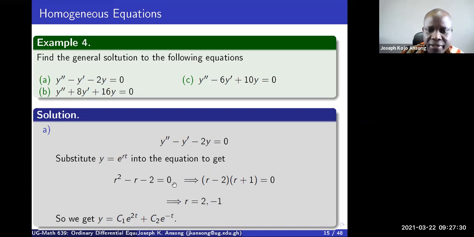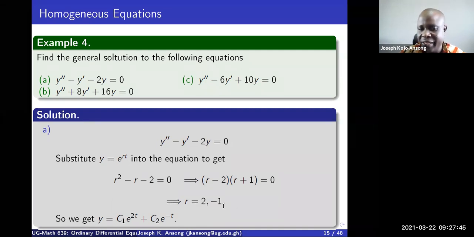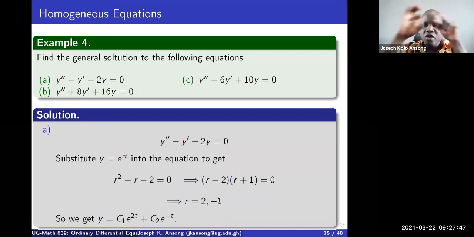Well, we can solve this, all right? Break it down, solve it for r. R is given by 2 and negative 1. So you have two distinct roots of the characteristic equation. And so one of the solutions is e to the 2t, the other solution is e to the negative t, right? So if you form a linear combination of them, you get a general solution, which is given by this, c1 e to the 2t plus c2 e to the negative t as the solution. Okay.